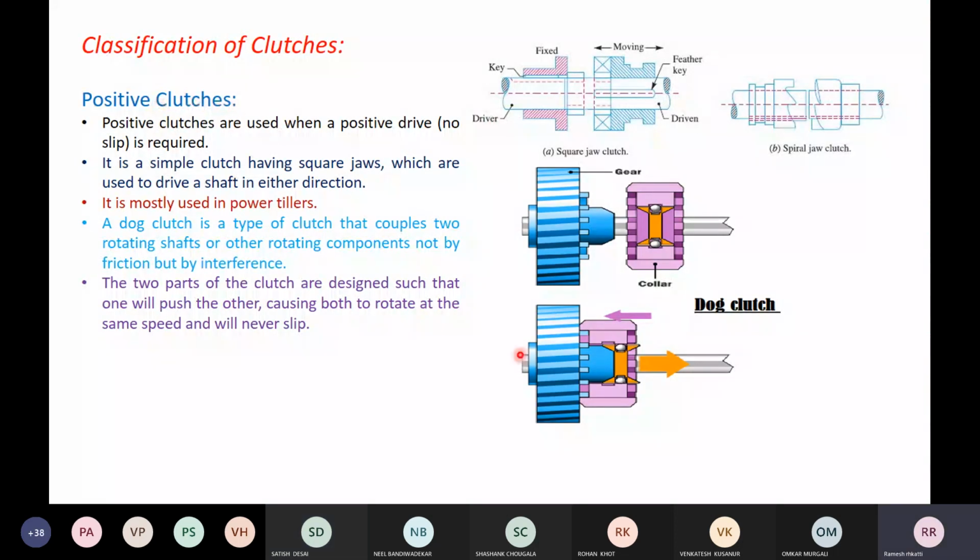In the positive clutch, we are going to discuss the dog clutch. This positive clutch is a simple clutch which has square jaws. Here you can see the square jaws, which are used to drive a shaft in either direction, as you have seen in the previous slide.